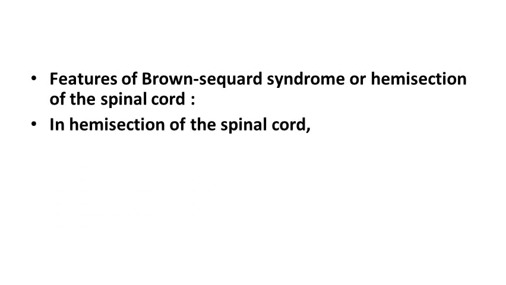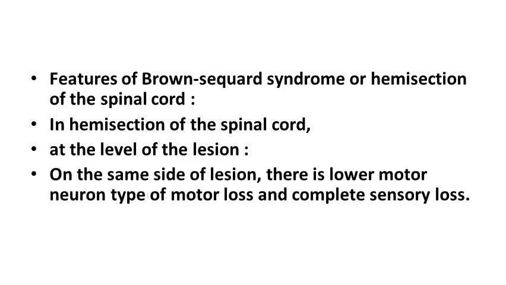Now in hemisection of the spinal cord, at the level of the lesion, on the same side of the lesion, there is lower motor neuron type of motor loss and complete sensory loss. There is lower motor neuron type of motor loss because the plane of the section is passing through the motor neuron, and there is complete sensory loss because the sensory fibers are also suffering damage.